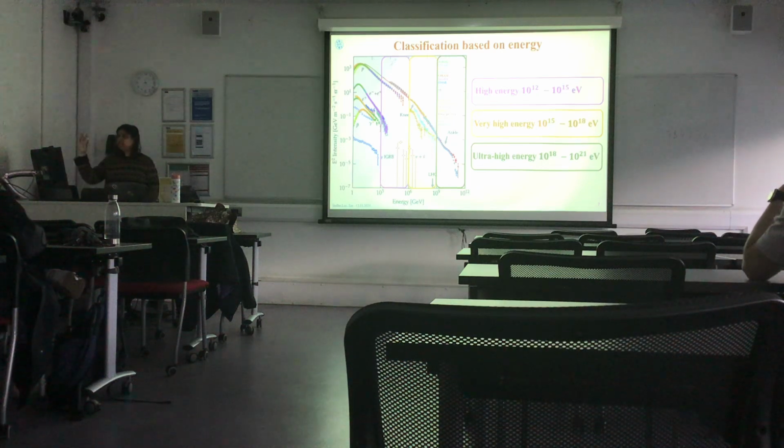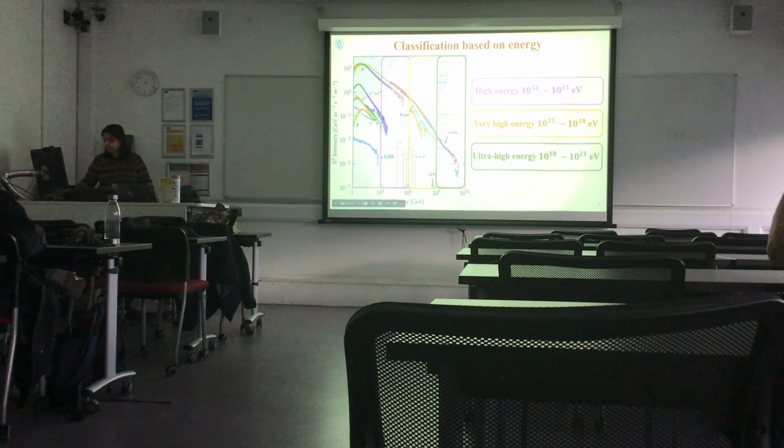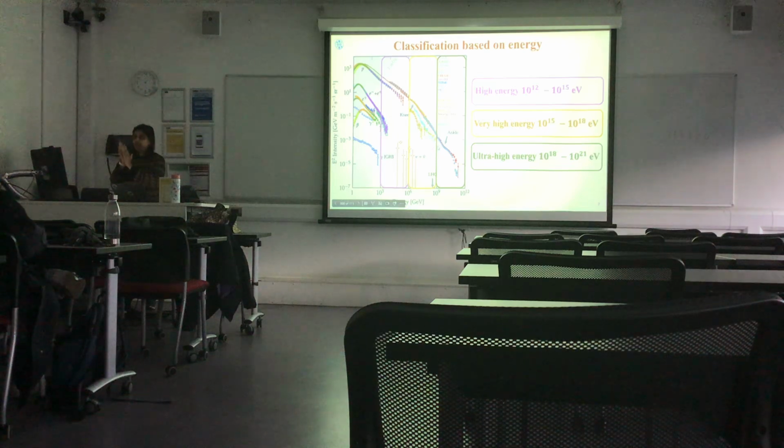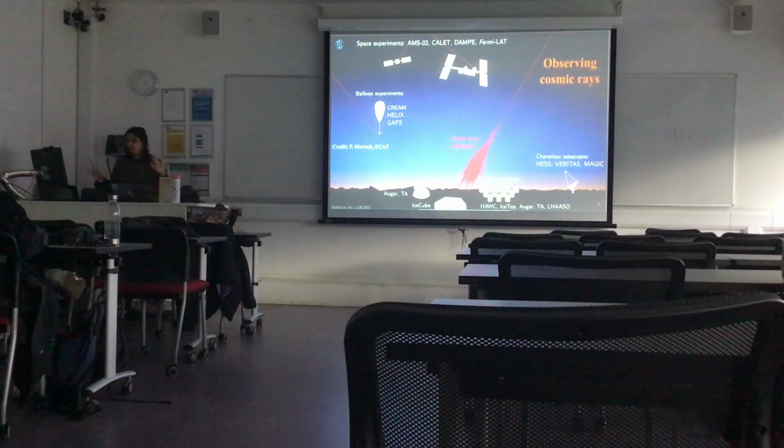To understand why we have this kind of demarcation, the reason is that there is this region called the ankle, and you're demarcating where the cosmic rays are coming from. Generally, the ultra high energy cosmic rays are thought to be the cosmic rays that don't originate within our galaxy. And your next question might be, then how are they produced? I will get to that. That's basically what I want to talk about.